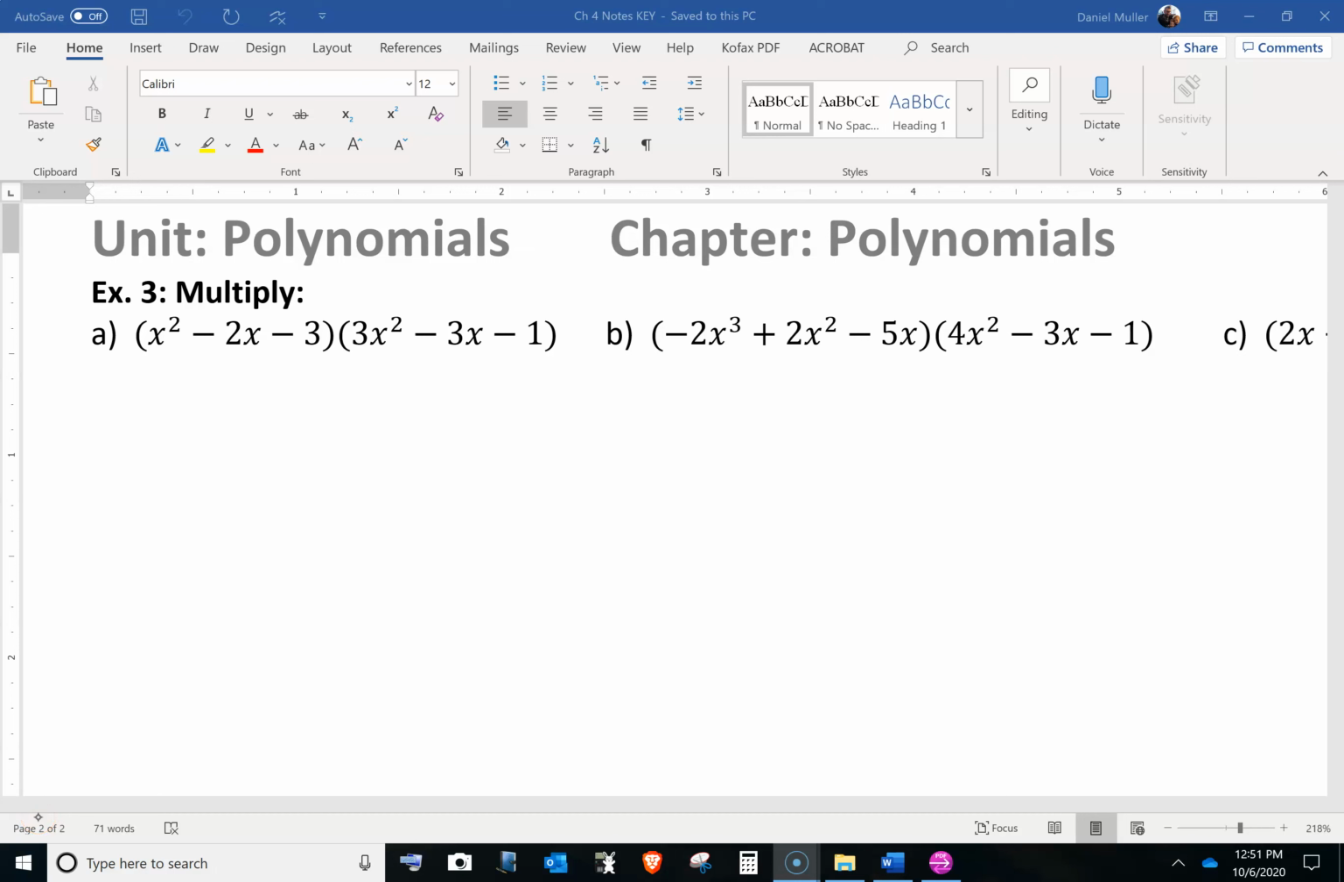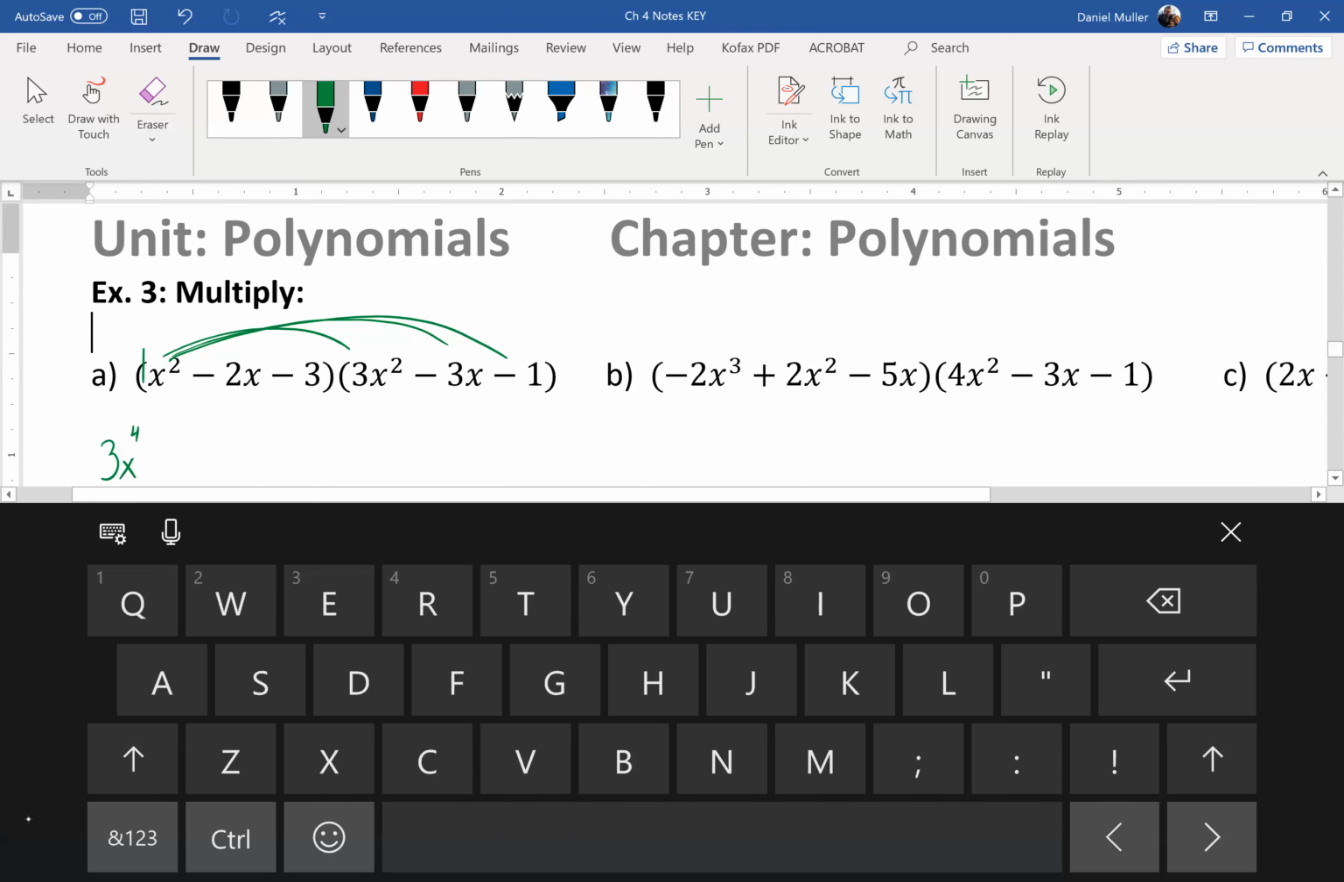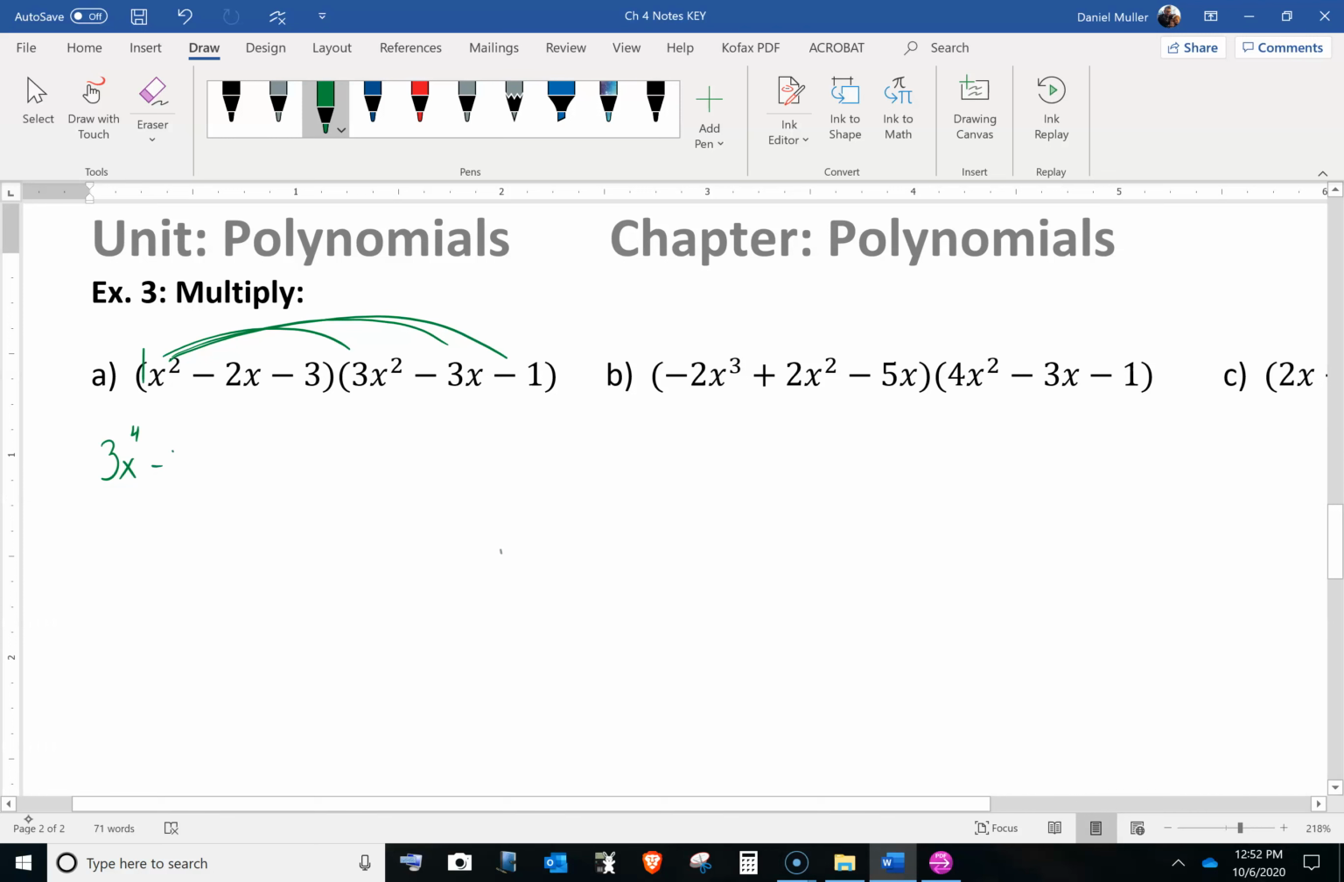Example 3, multiply. These are a little bit more work, but the process is the same. So first we're going to take this one. There's a 1 out in front, and we're going to multiply it by all of these. So I've got 3x to the 4, and then 1 times negative 3 is another negative 3, and there's 3 x's, and then 1 times negative 1 is negative 1, and there's 2 x's.